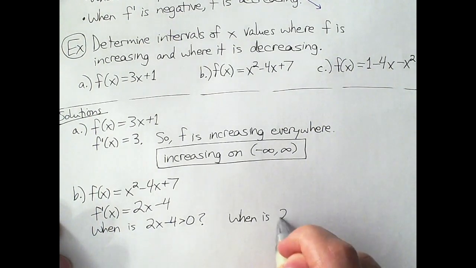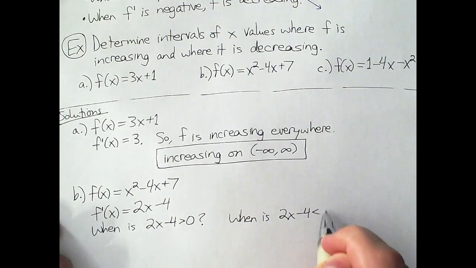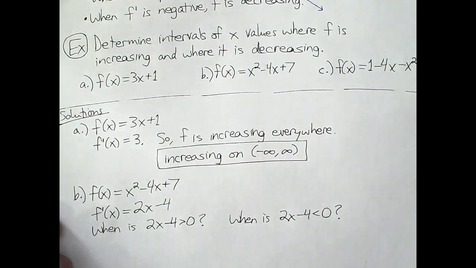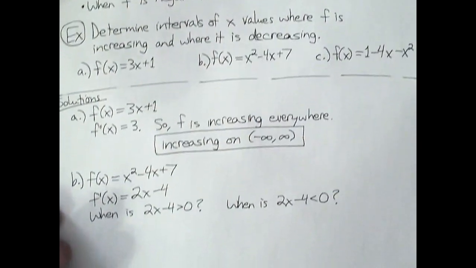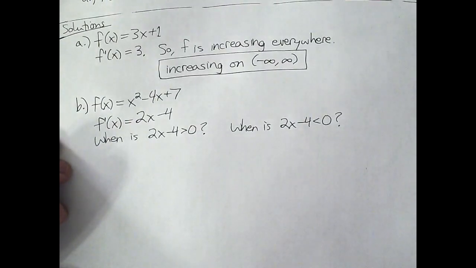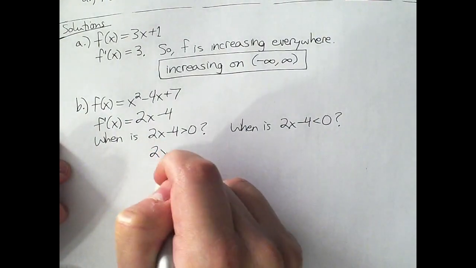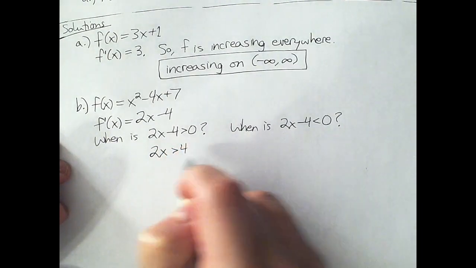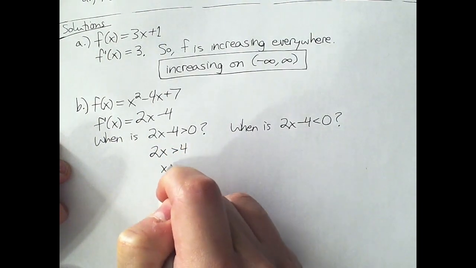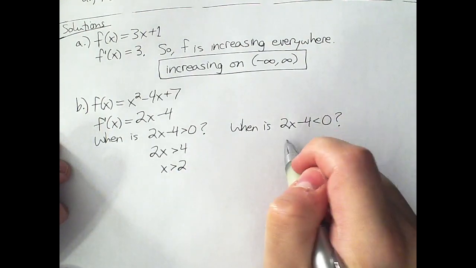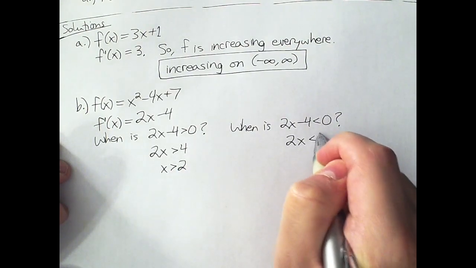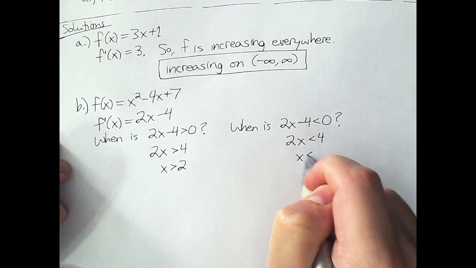And when is 2x minus 4 negative? Let's figure these out, because that's going to answer when the function is increasing or when the function is decreasing. These are just two little inequalities. We could add 4 to both sides, divide by 2. So that's my answer to that. And then over here, add 4 to both sides, divide by 2.